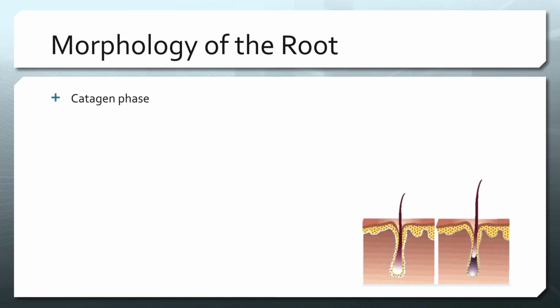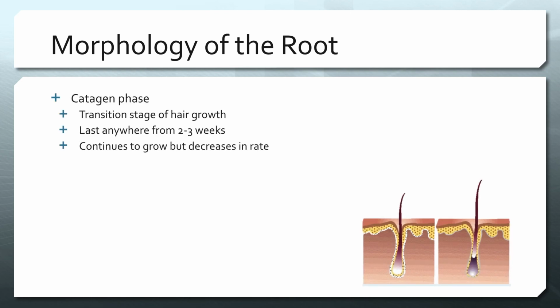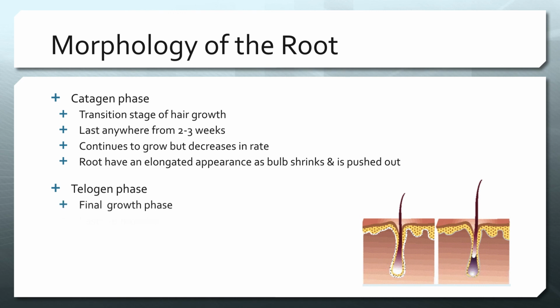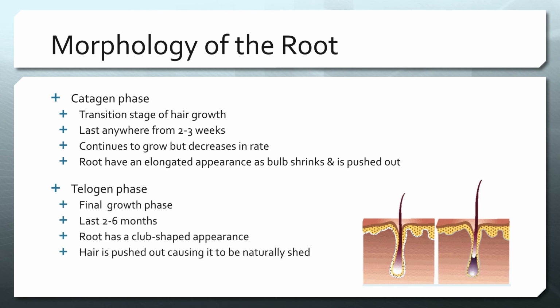The catagen phase is a transition stage of hair growth. It can last anywhere from 2 to 3 weeks. It continues to grow but decreases in the rate at which it is growing. The roots have an elongated appearance as the bulb is starting to shrink and be pushed from the follicle. And the telogen phase is the final growth phase. It lasts anywhere from 2 to 6 months. The root has a club-shaped appearance as the hair is pushed out, causing it to naturally be shed.